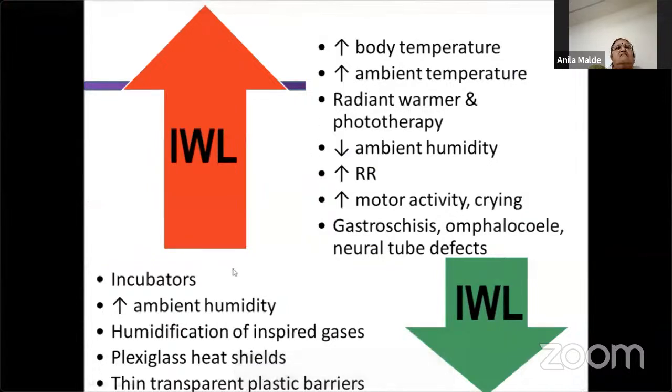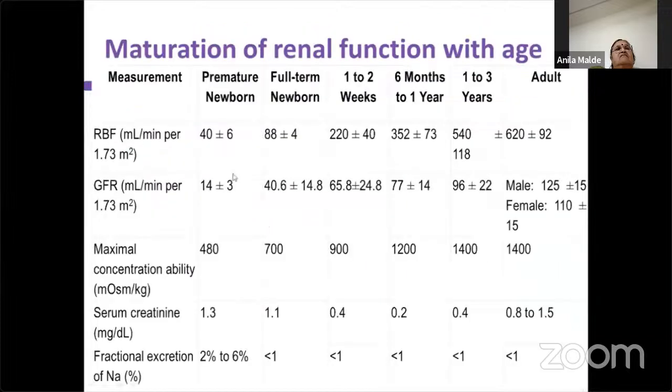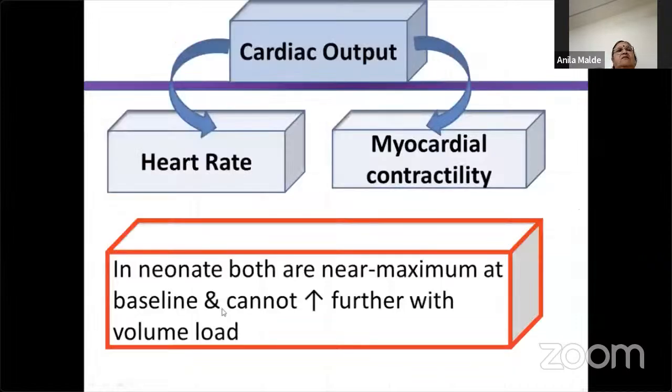But if you keep them in an incubator, increase ambient humidity, and cover them, then it will decrease. The smaller the weight, the more is the insensible water loss. The kidney function, that is renal blood flow, GFR, and maximum concentrating ability, is low in the neonates. The fractional excretion of sodium is high in a premature baby.